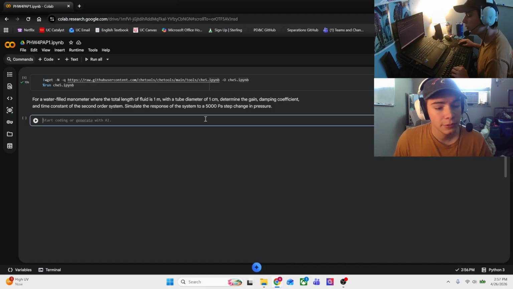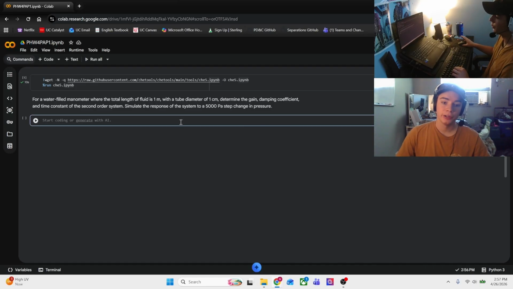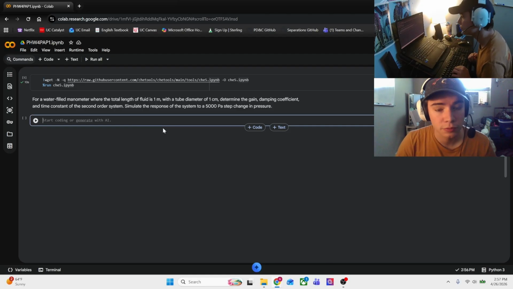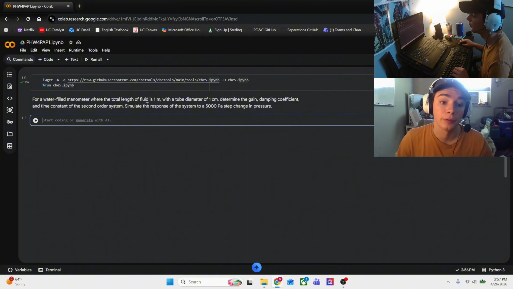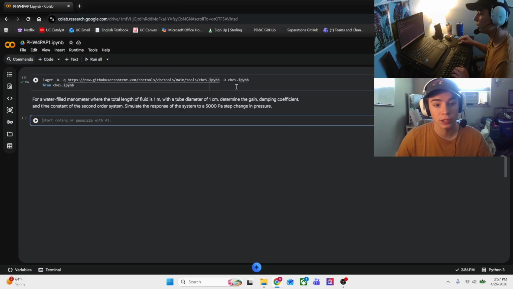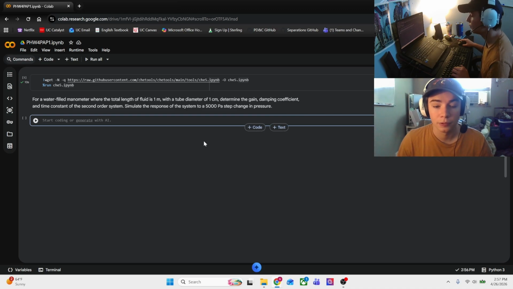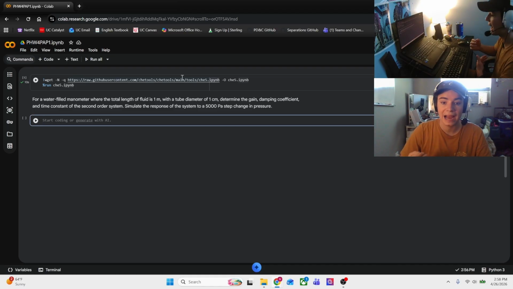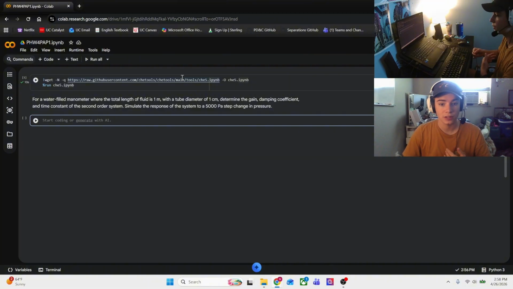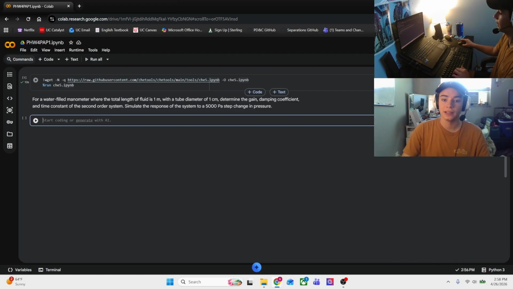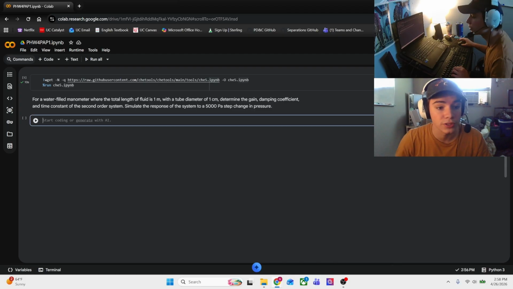All right. Now that we've figured out our transfer function for our manometer and then put it into our general form for our second order transfer functions, we can go ahead and simulate a water-filled manometer where the total length of the fluid is 1 meter, its tube diameter is going to be 1 centimeter, and we're going to determine the gain, damping coefficient, and time constant. We've already done that up on the board. Our tau is our time constant. Our gain is our K, and our damping coefficient, that's our zeta.